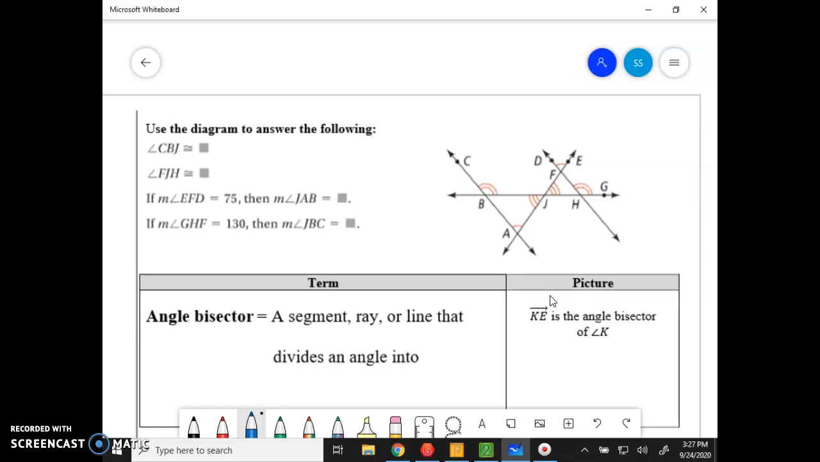So angle CBJ. They're talking about this angle here, because B is in the middle, B is the vertex here. So CBJ is congruent, it's asking, with what other angle? So we have to look. This one has two arcs, and this one has two arcs over here. So how do we label this? We can label this a few ways, but what's important is that H is in the middle. Okay, so I'm going to label this GHF. Angle GHF.